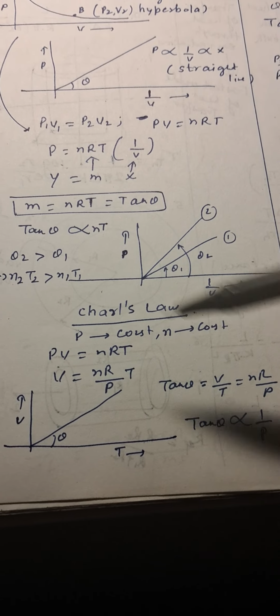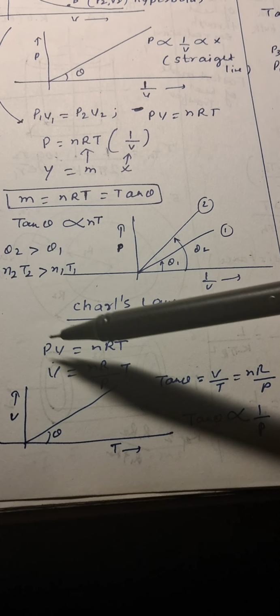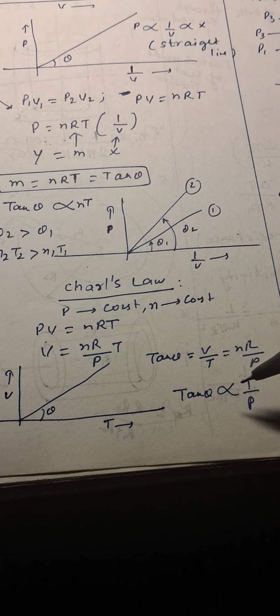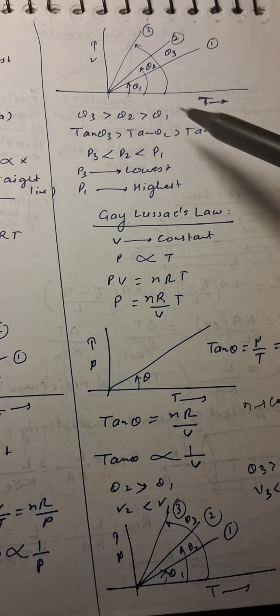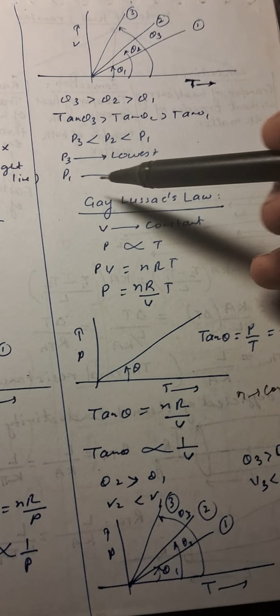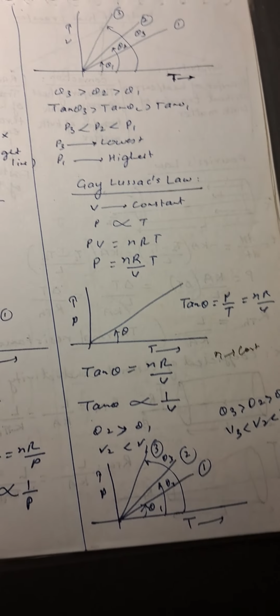Then we have Charles' law. Charles' law is that if pressure is constant for a constant number of moles, then volume is proportional to temperature. So tan theta from here will be V by T, which will be nR by P. So tan theta is proportional to 1 by P. Next, if we are given three different graphs, then corresponding to the highest angle, pressure will be the least. So corresponding to P3, pressure will be lowest, and corresponding to P1, pressure will be highest.